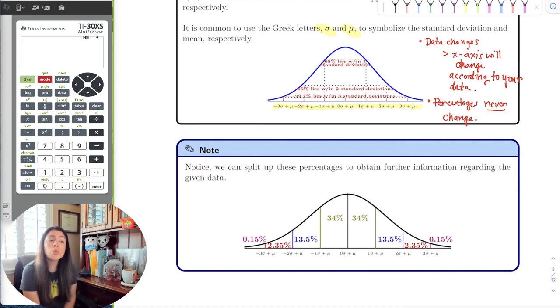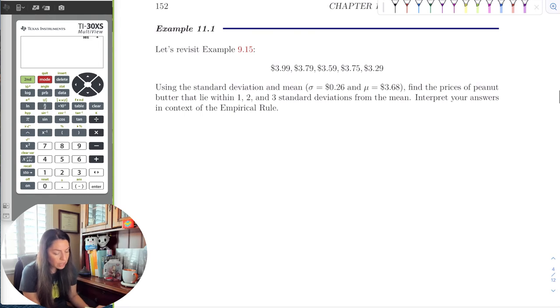Okay, so I just want to emphasize once again that percentages never change, just this x-axis according to your data. Okay, and we're going to use this a lot when we talk about the empirical rule. We're going to copy and paste that and just change all the tick marks on the x-axis. Okay, so let's go ahead and visit an example.